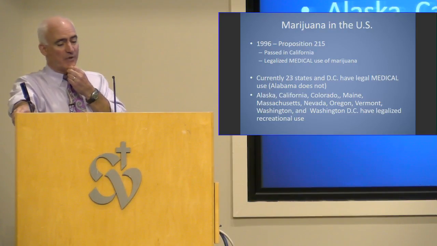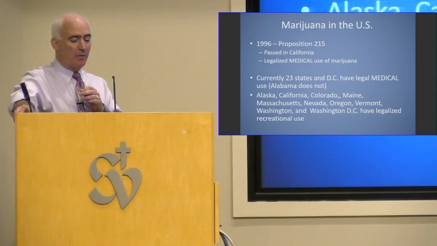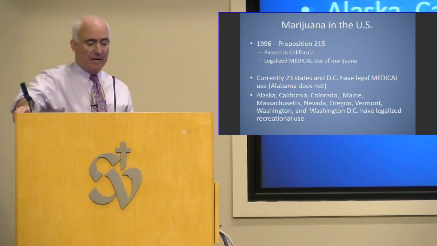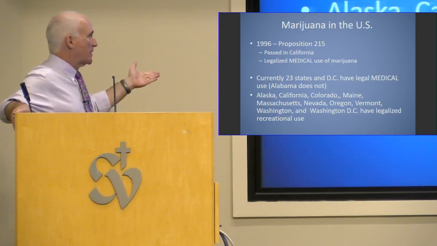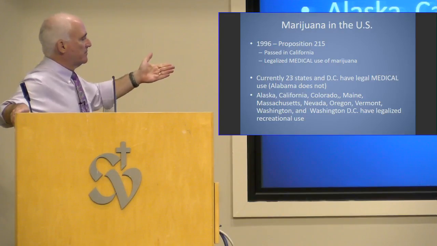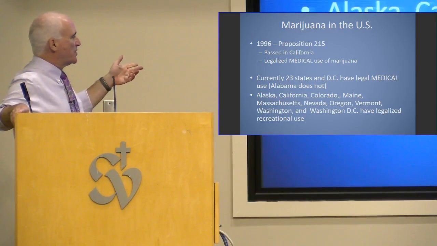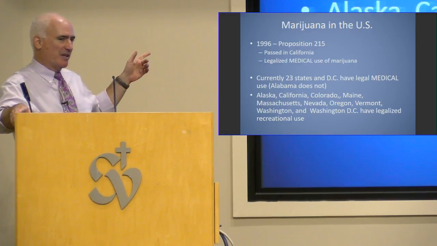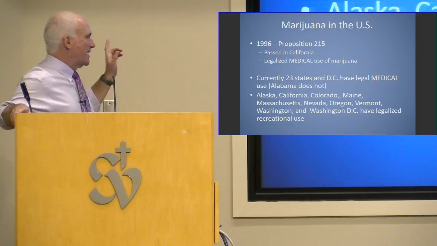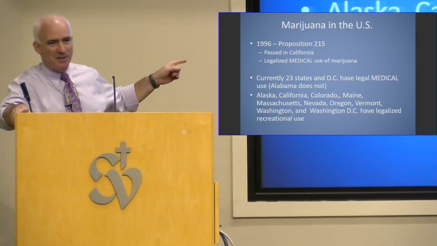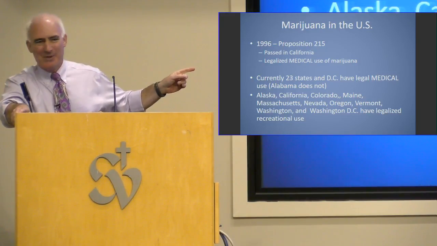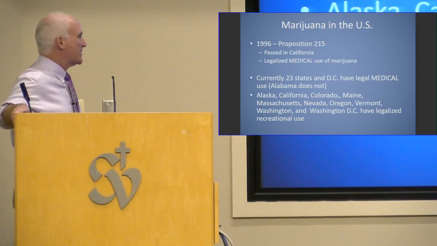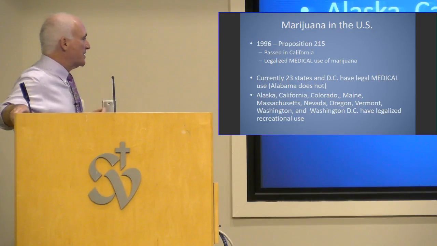So currently 23 states have legal medical marijuana, and that's why I put in there that Alabama does not at this point in time. And then for recreational use: Alaska, California, Colorado, Maine. Massachusetts just passed it because Maine did, and now I think Connecticut's going to, because all the other states did and they don't want to lose out on the tax revenue. It's kind of like, oh, you did it, we better do it too, because everyone's going to go over there and spend money and we want to get the tax. Vermont, Washington, and Washington, D.C.